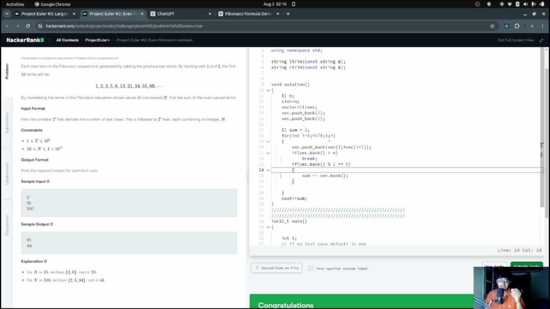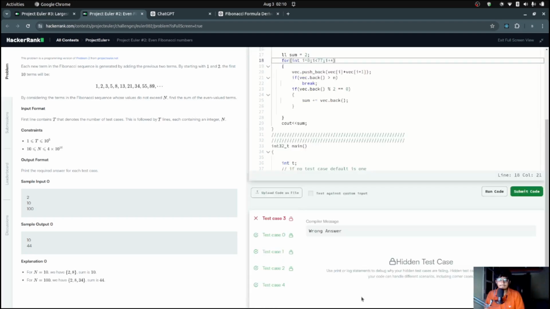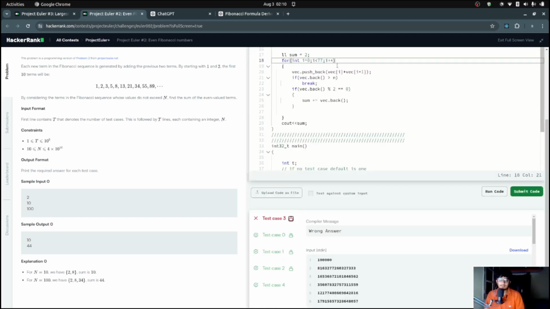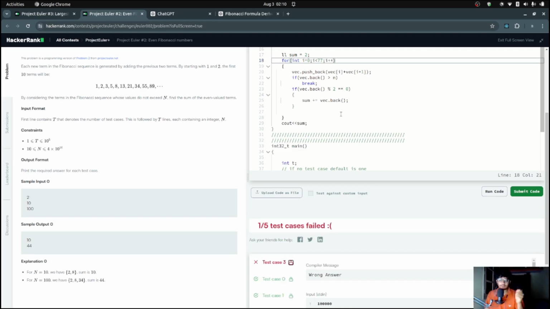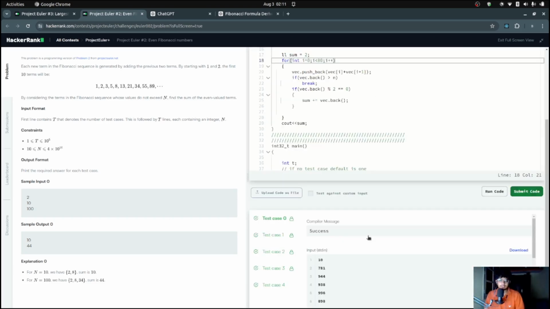If you take any number below 78, I checked it, it is not going to work. See, if I take 77, it is not going to work. See, test case 3 failed. But we have already proved that for a number nearly equal to 80, we are surely going to get the right answer. So if you take it smaller than 80, it is going to work like crazy. Yeah, it's working.